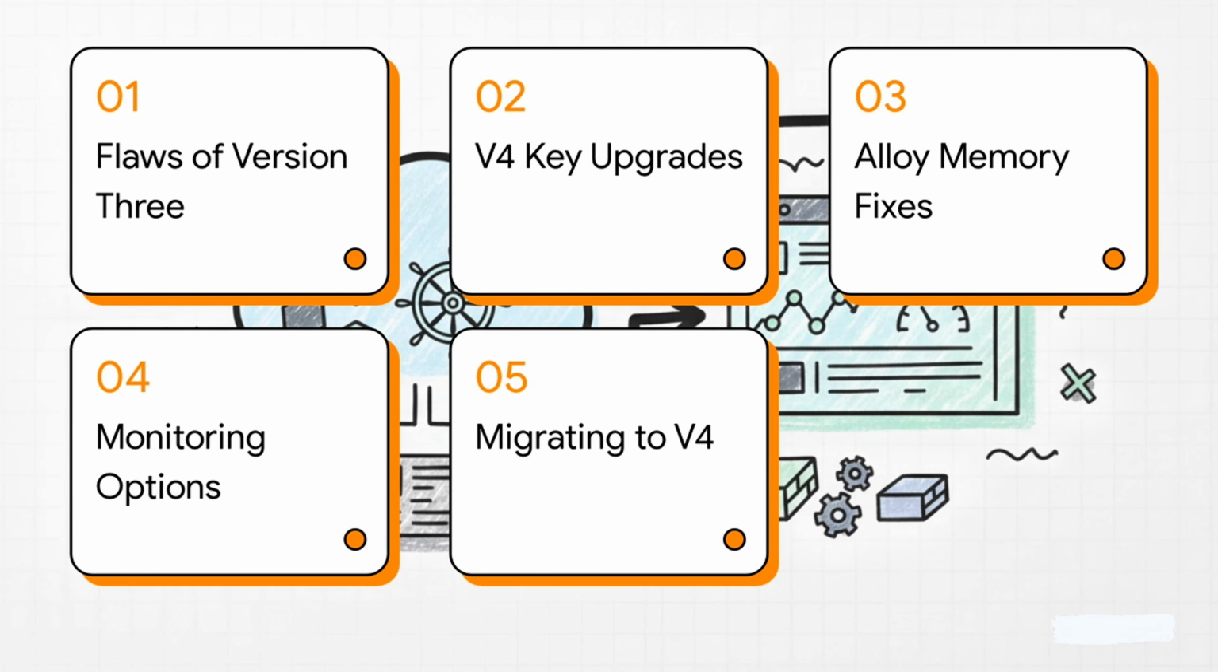Here is our roadmap for today. First, we'll look at the flaws of version 3. Second, the key upgrades in version 4. Third, solving those Alloy memory problems. Fourth, we'll compare cluster monitoring options. And finally, migrating to version 4.